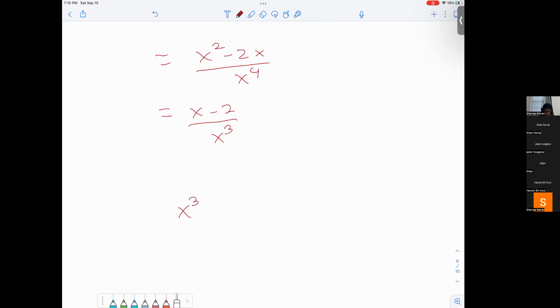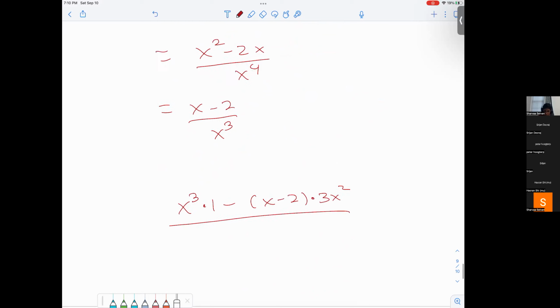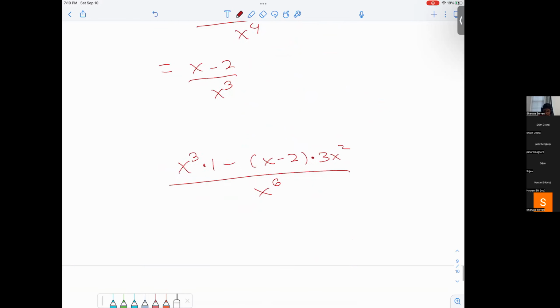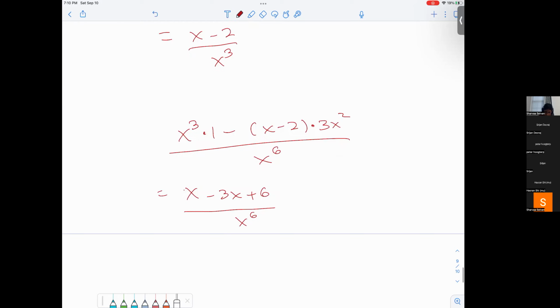So low d high minus high d low, all over low squared, so x to the sixth. This ends up being, we can cancel out an x squared, so you get x minus 3x plus 6 all over x to the sixth, which is negative 2x plus 6 all over x to the sixth.